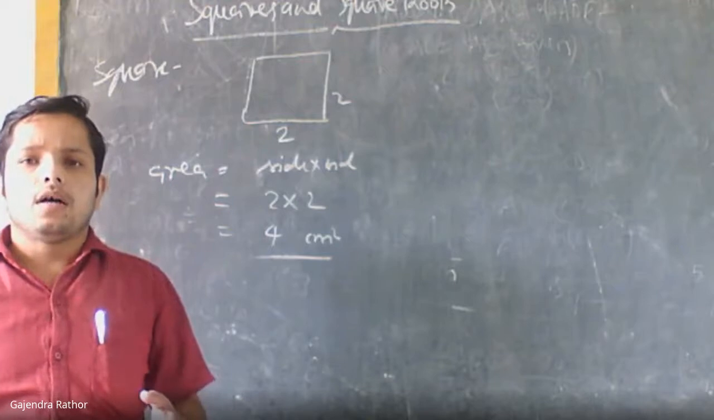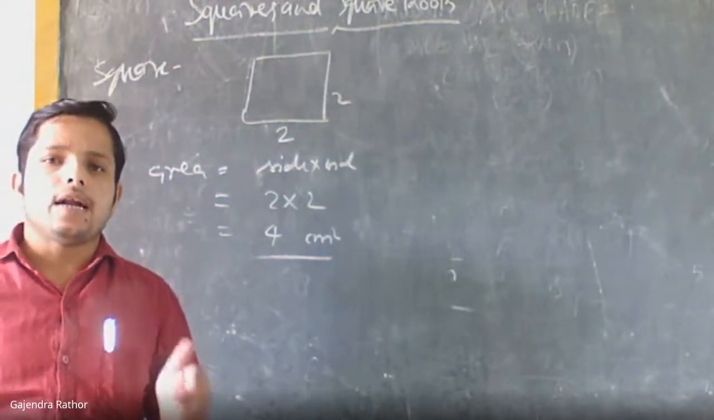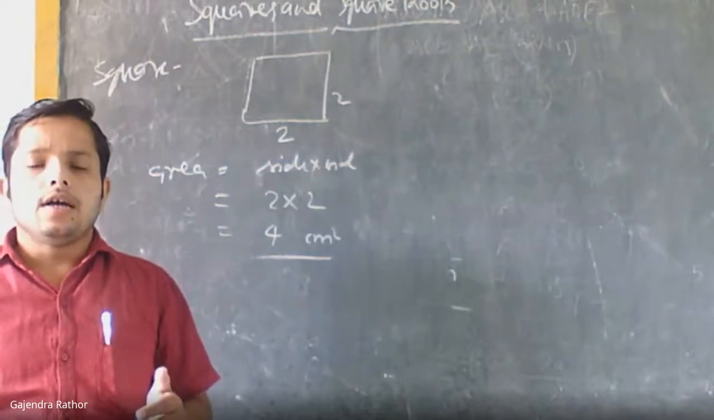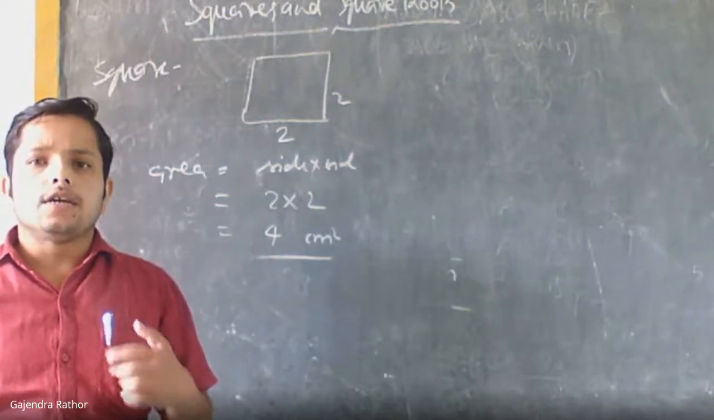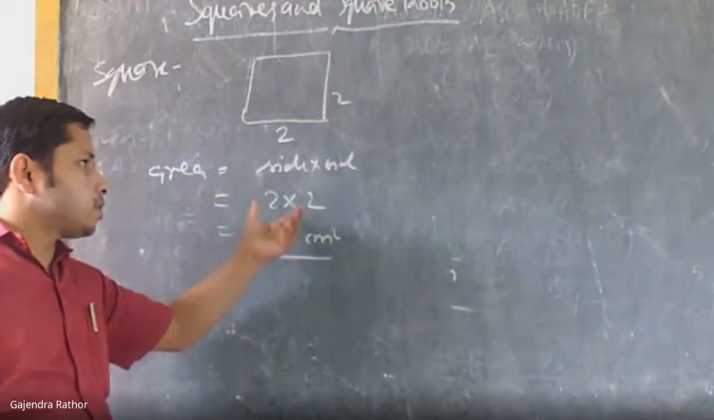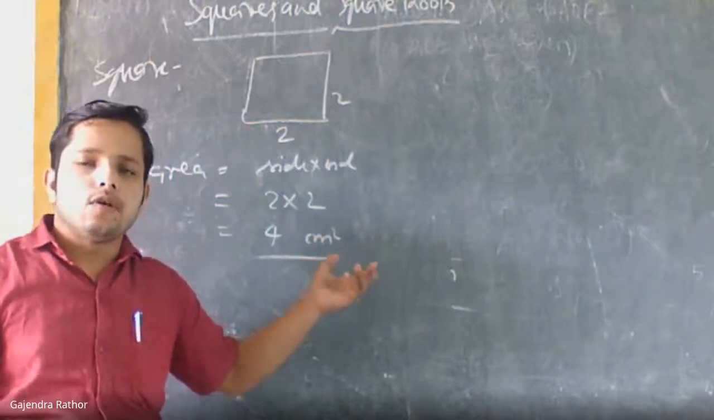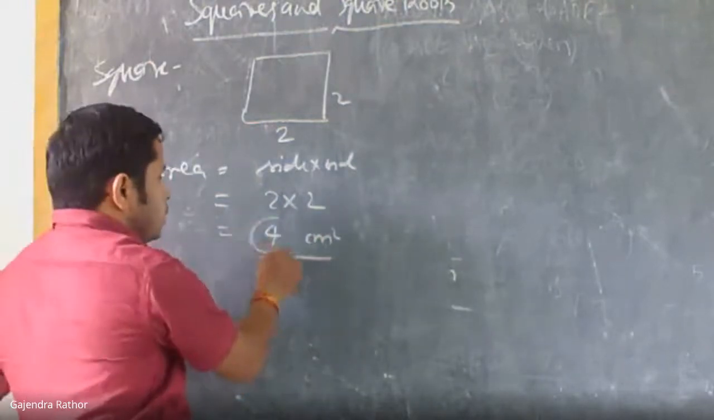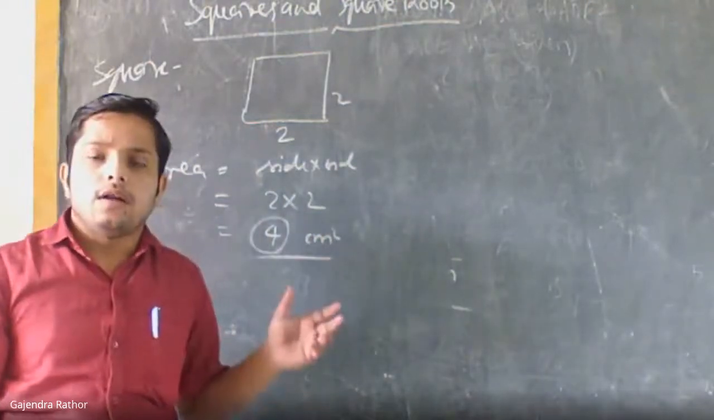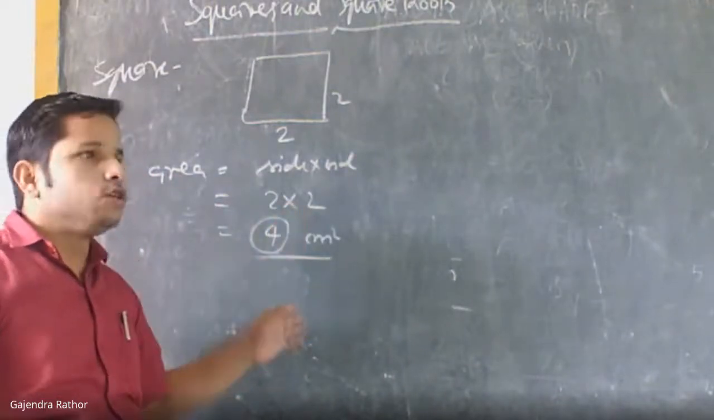If we multiply a number by that number itself, then the new number will be called the square of the previous number. So in this case, we multiplied 2 by 2 itself. So we got 4. Then 4 will be called the square number of 2.